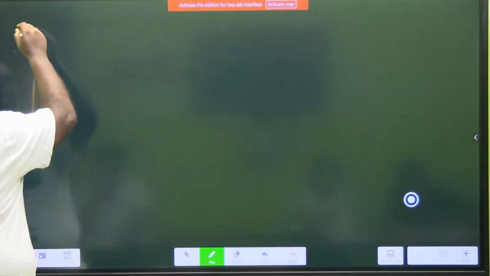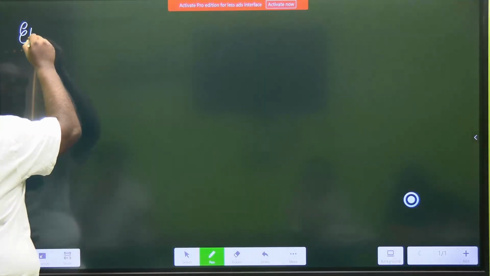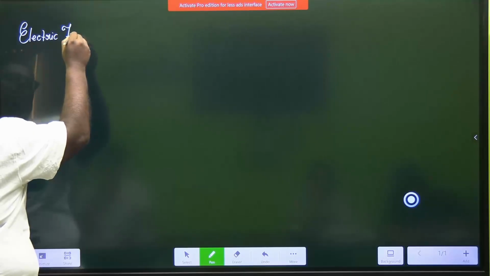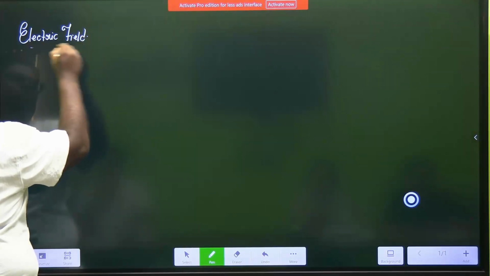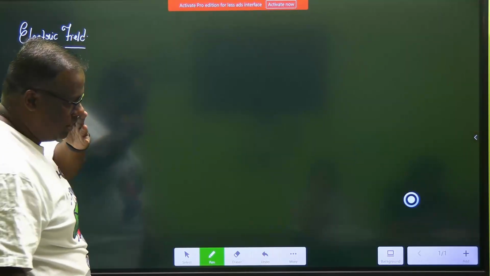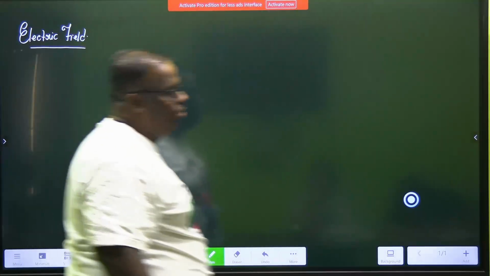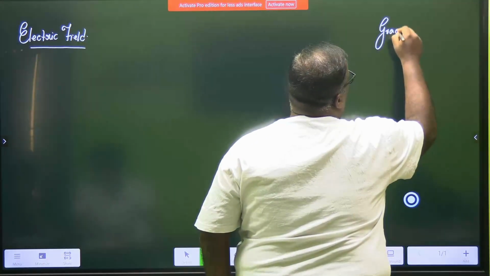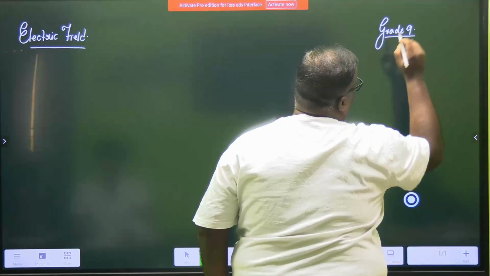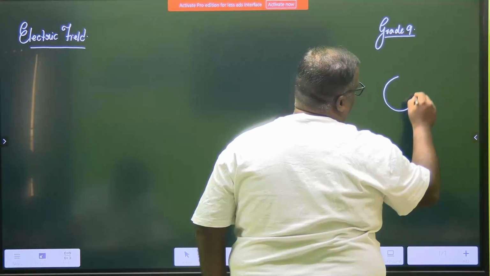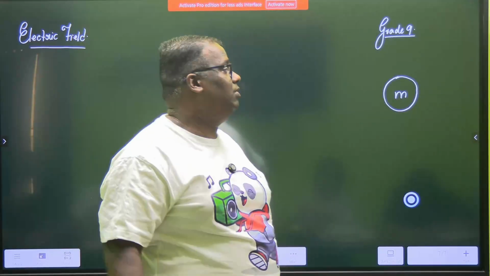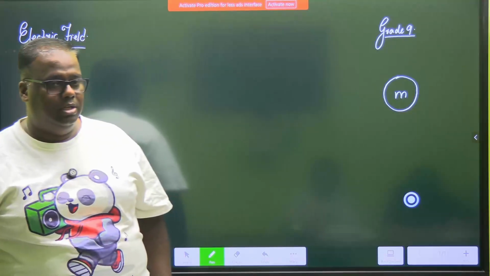So today our study is about electric field, and then we start with something called electric field intensity. Let us understand what is electric field. Now for this we go to grade 9. In grade 9 you had a chapter called gravitation, in which we said if you have a body which has a mass, then the body has got a gravitational field in and around it, right?